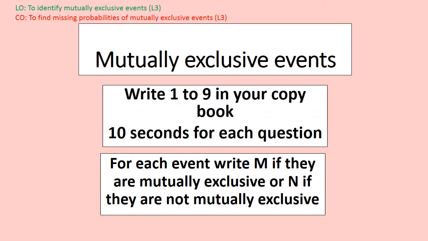Now it's your turn to solve. We have some questions. First, I want you to write 1 to 9 in your copybook, 10 seconds for each question. For each event, write M if they are mutually exclusive, or N if they are not mutually exclusive.